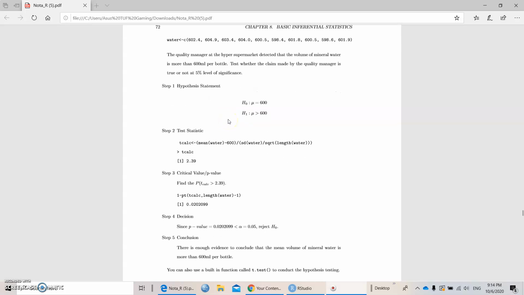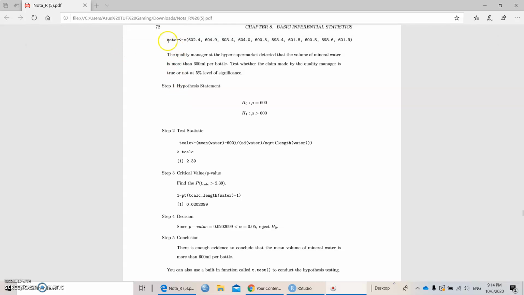So this is the basic step of hypothesis testing. Step 1 is the hypothesis statement. For the null hypothesis, we assume that the parameter value is true, mu equal to 600, versus the alternative hypothesis mu greater than 600, because of this statement: the quality manager at the hypermarket detected that the volume of mineral water is more than 600 ml. For the test statistic, we use the t-test. This is the formulation.